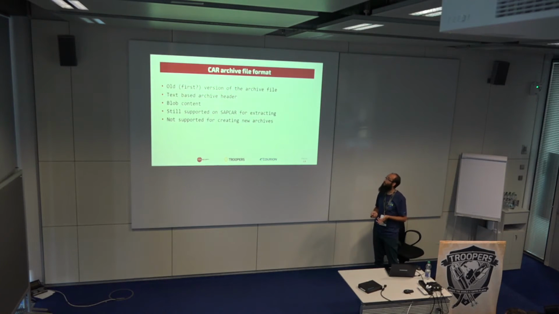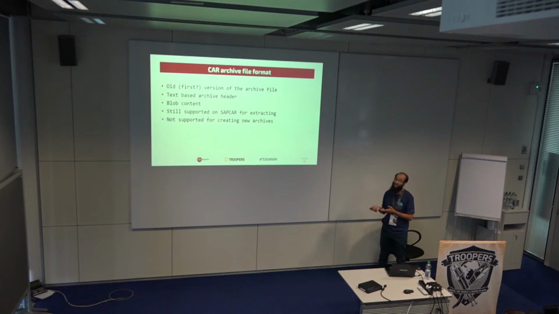So the CAR format is the old one. I think that it's probably the first that they used. I think that it's really old. It's basically based on two parts. The first is an archive header that is fully text based, which is kind of weird. And there's the blob with all the compressed information itself.